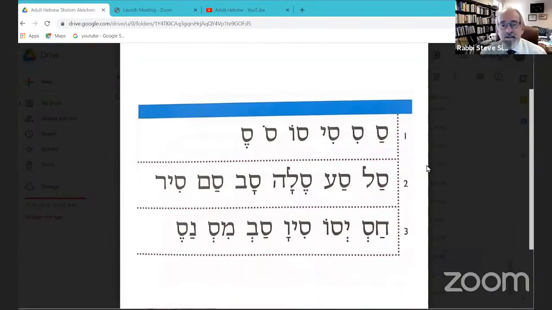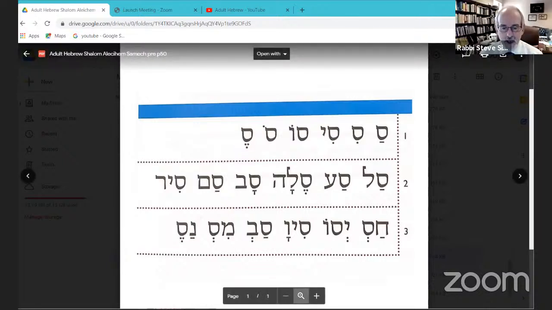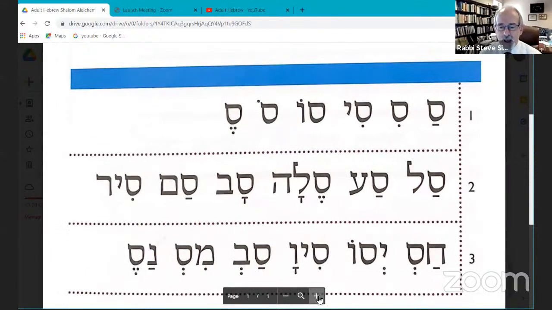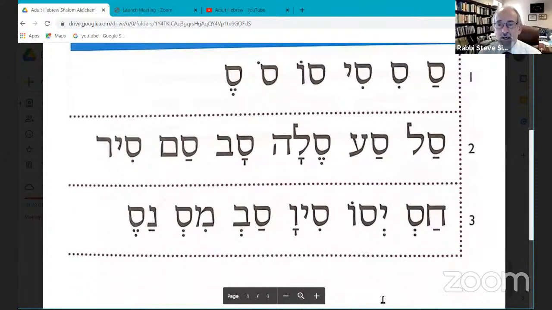This is the samach. Make it a little bit larger. This is a samach. It looks like a circle. It is an S sound. And yes, we have a sin, which is a sound of the S, but this is a samach. It's rounded like a circle. This is the other S sound in Hebrew.